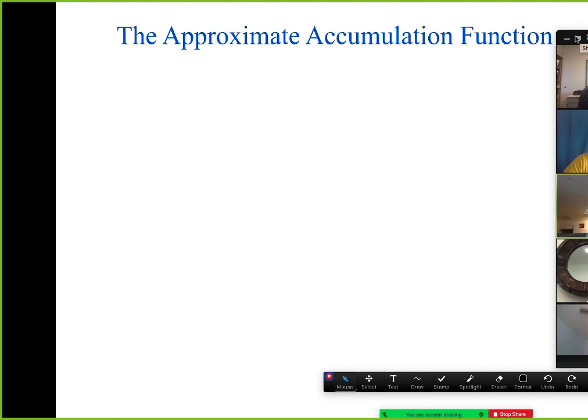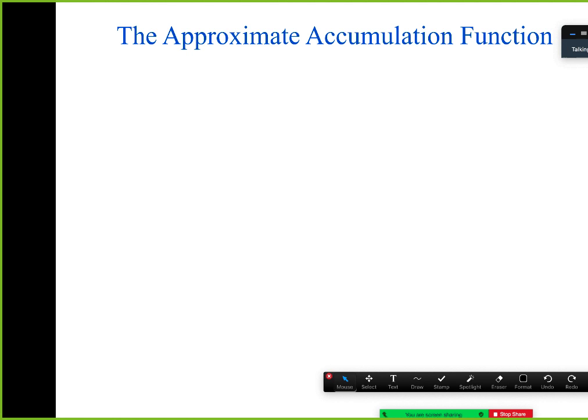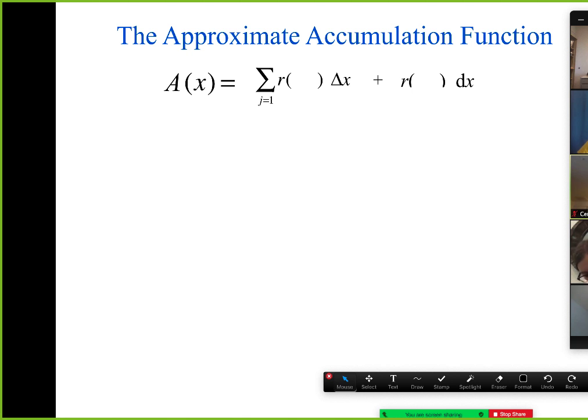Okay, I'm going to have to close this up. All right. So the approximate accumulation function has this form. This is the general form of it. Please interject, I can't see your faces, but let's see how it goes. Please interject and speak out if you have questions or comments about this general form of the approximate accumulation function.